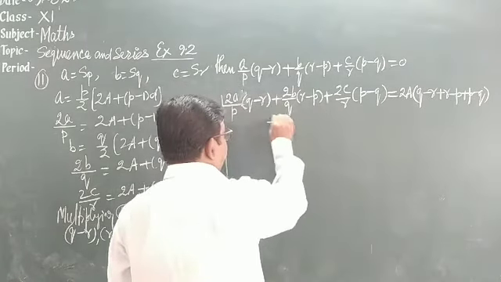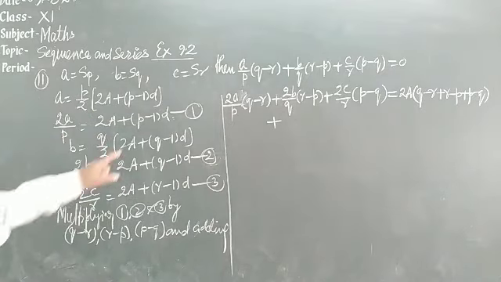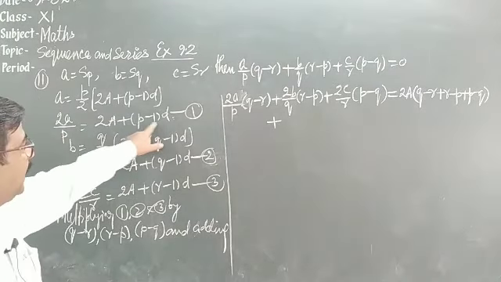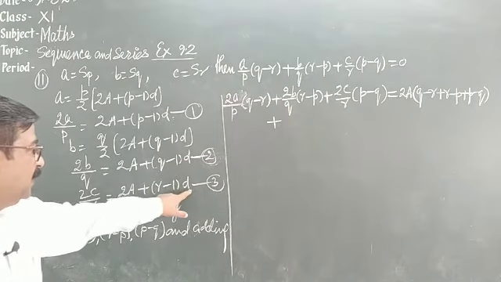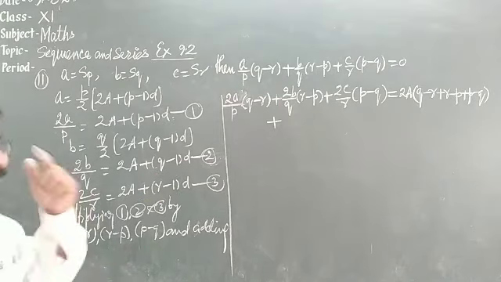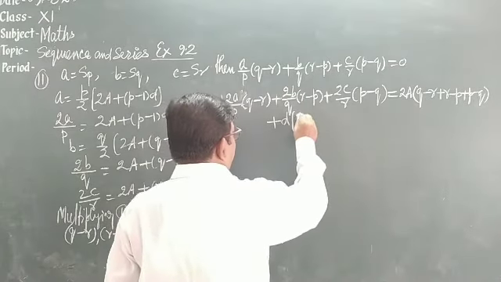Plus, this continues the right side. See, here in equation number 1 we have d times of P minus Q, d times of Q minus 1, d times of R minus 1. So d is common there. We have d common. So what is left?